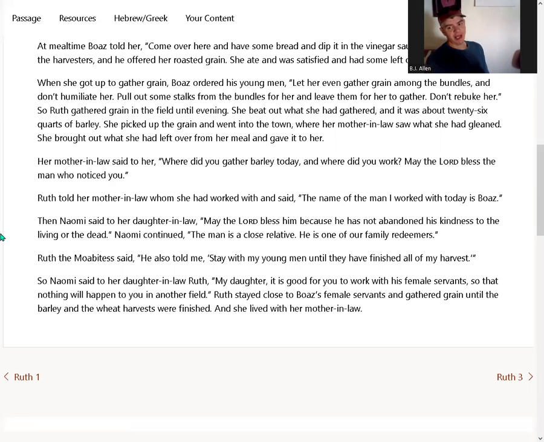She beat out what she had gathered, and it was about 26 quarts of barley. She picked up the grain and went into the town, where her mother-in-law saw what she had gleaned. She brought out what she had left over from her meal and gave it to her. Her mother-in-law said to her, "Where did you gather barley today, and where did you work? May the Lord bless the man who noticed you."